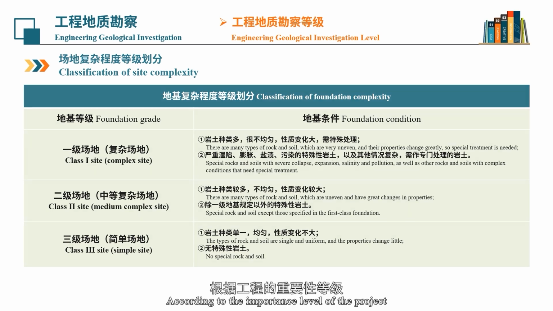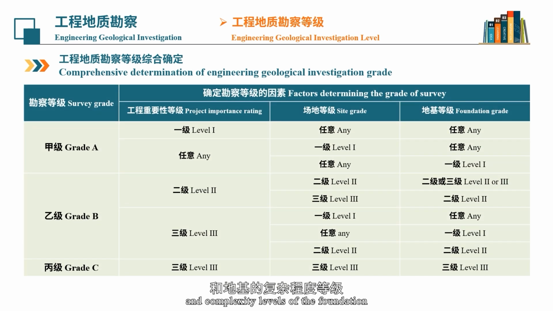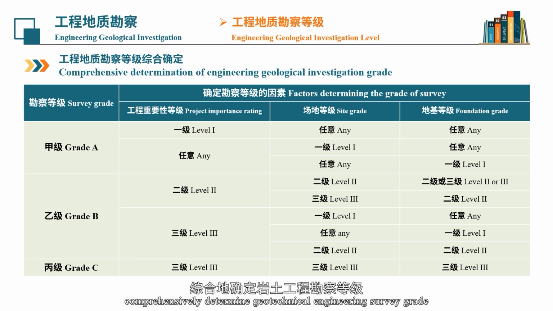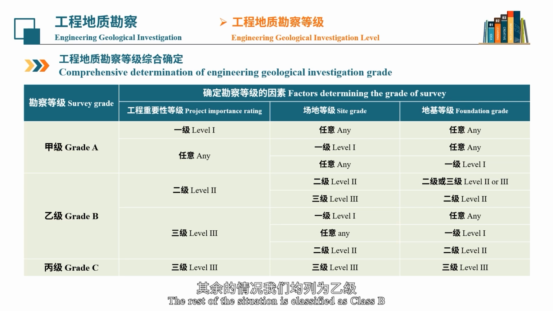According to the importance level of the project, the complexity level of the site, and the complexity level of the foundation, and according to this form, we can comprehensively determine the geotechnical engineering survey grade. If among project importance rating, site grade, and foundation grade, as long as one of them is level 1, then the grade of survey is grade A. When all three ranks are level 3, the grade of survey is Class C. The rest of the situation is classified as Class B.